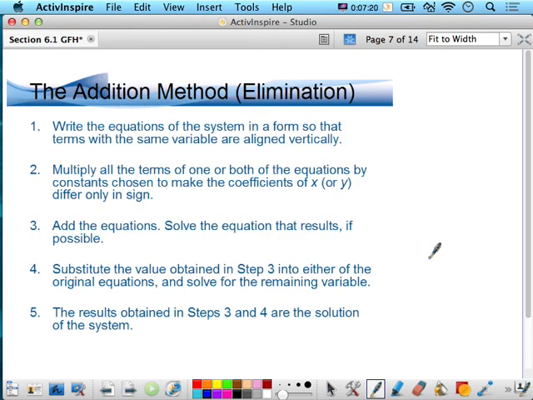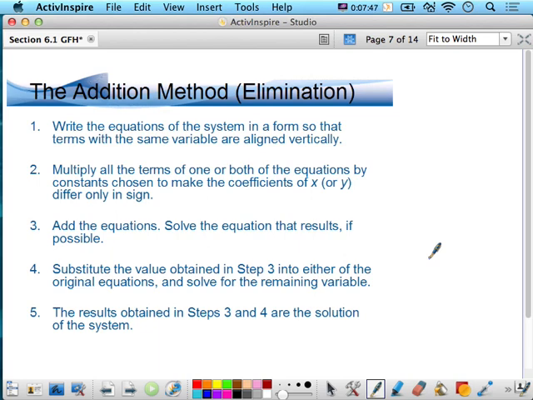There's a second method for solving systems of equations called the addition method, although most of us may know that by the name elimination method. It just kind of depends on what your book called it in Algebra 1 or Algebra 2. The first step here is we want to rewrite the equations of the system in a form so that the terms with the same variable are aligned vertically. We want all of the x's lined up over the x's, the y's over the y's, and the constants over the constants.